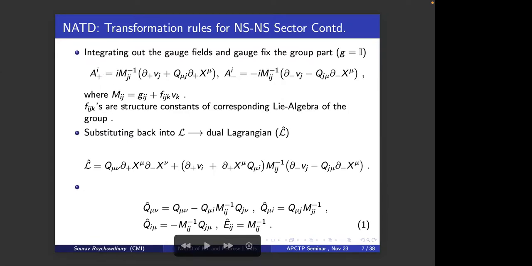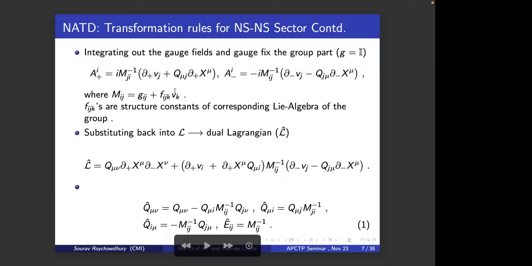As I was saying, along the same line we gauge fix the group part, and these are the equations of motion of the gauge fields. We put this gauge field equation of motion back into the original action, meaning Q, and we will end up with a dual model. Here M_ij is defined by this expression, and F_ij are the structure constants of the corresponding Lie algebra.